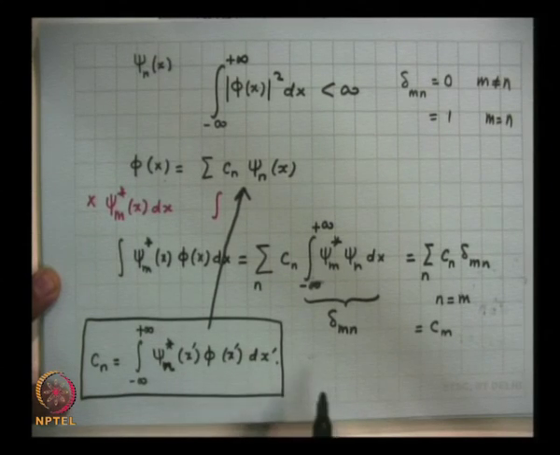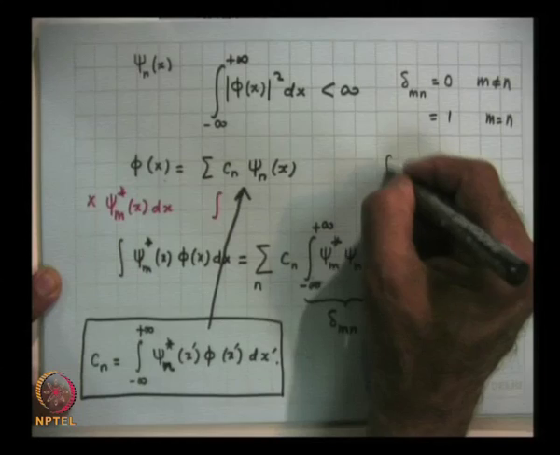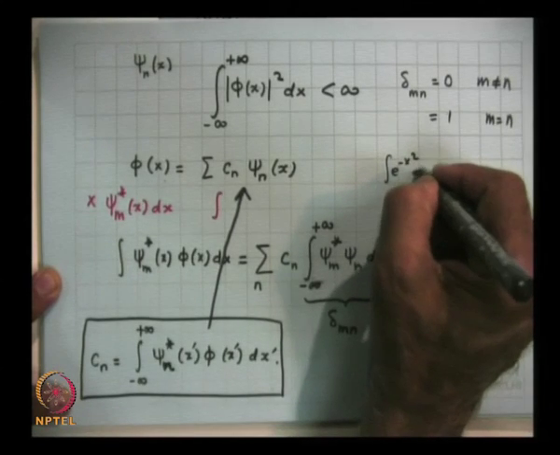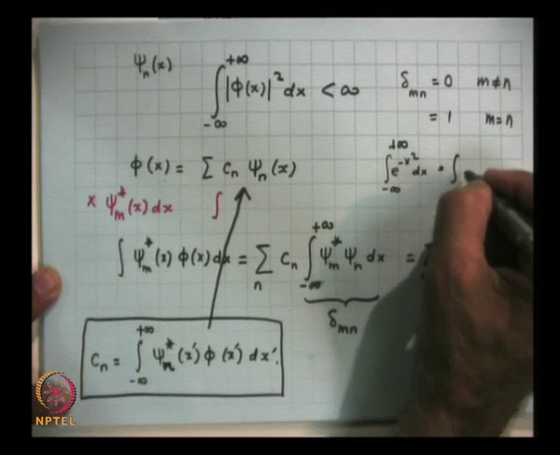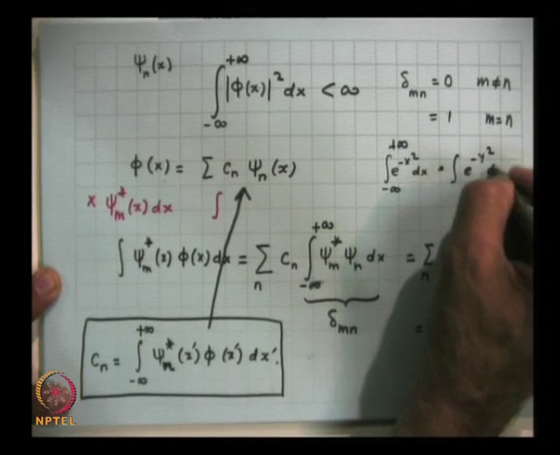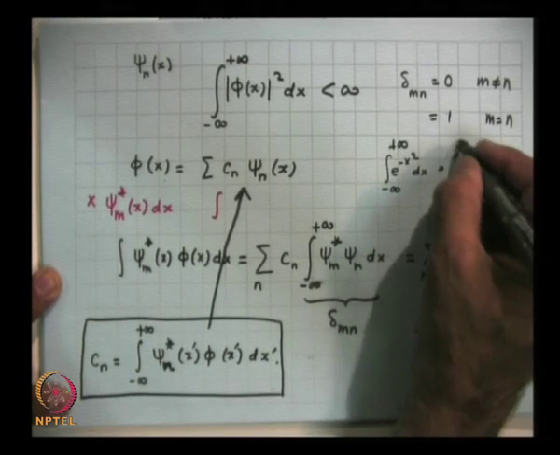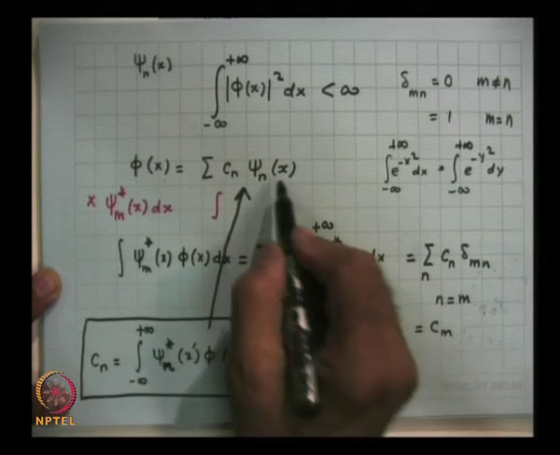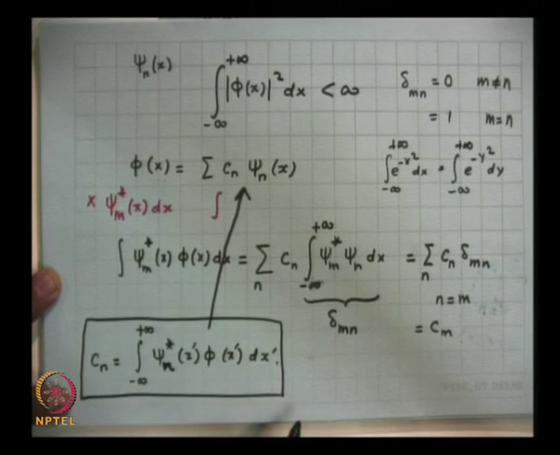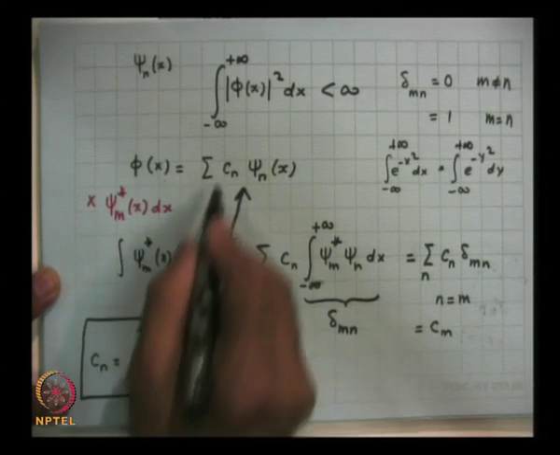In a definite integral it does not matter whether you write x or y or z. For example, e to the power of minus x square dx from minus infinity to plus infinity is the same as e to the power of minus y square dy. It does not really matter; both of them are equal to square root of pi. So, this x should not get confused with this x, and therefore I quietly put a prime, and then I substitute this here.